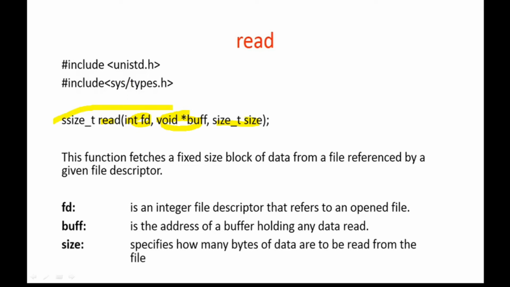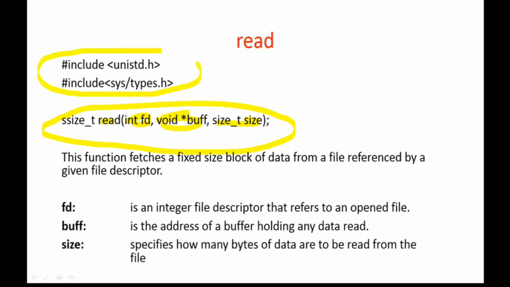So whenever you want to make use of the read system call, you have to include two header files. First one is unistd.h and the second is sys/types.h. This function is going to fetch a fixed size block of data from the file which is referenced by the file descriptor. So here it is going to fetch the data, and that size you have to mention here.